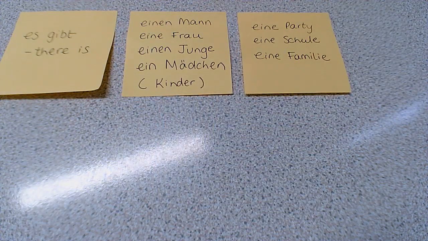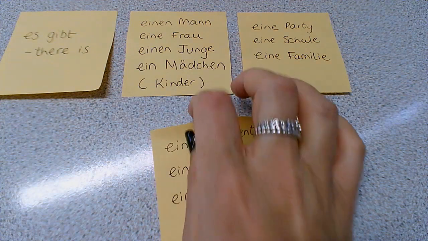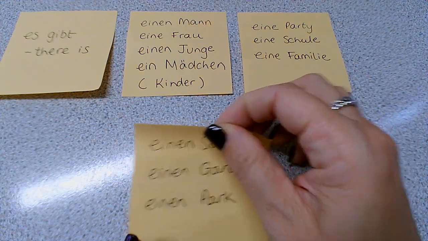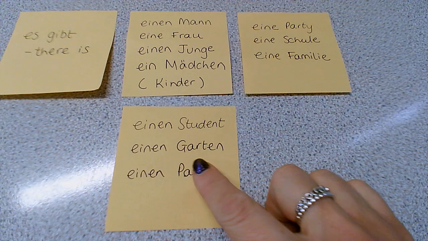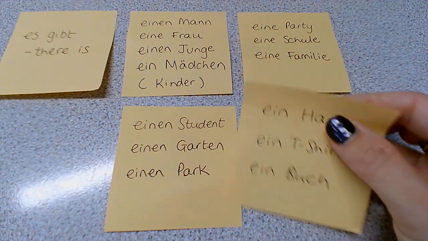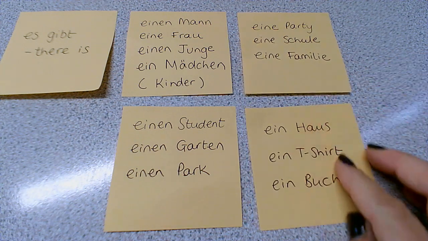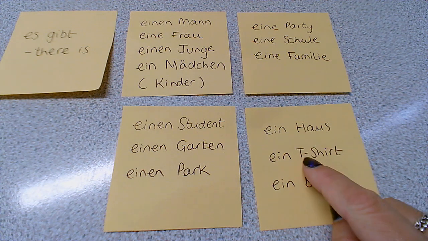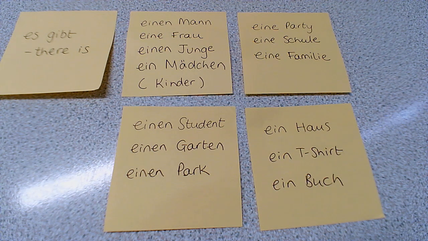So those are some feminine nouns. Some masculine nouns for you to use. Again, cognates, einen Student, einen Garten, einen Park. These are all fantastic nouns, quite adaptable as well, even if the photo is not necessarily that clear that it's of a garden, but it's possible, then we can use this, or in fact, einen Park. Neuter nouns then, ein Haus, ein T-shirt, ein Buch, again, cognates, so nice and easy to remember. Remembering to write them with a capital letter, and then we have our full sentence. Es gibt ein Buch, there is a book.